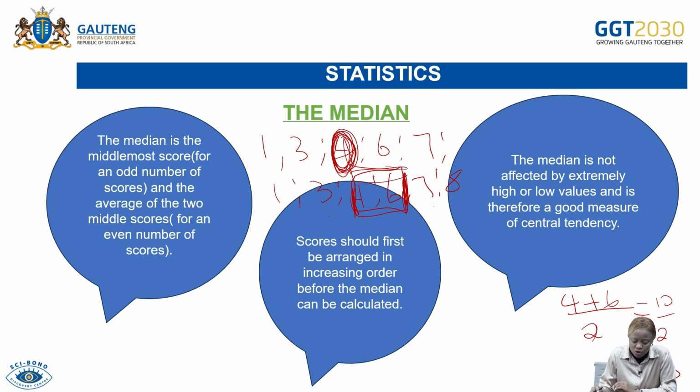Scores should first be arranged in an increasing order before the median can be calculated. So before you can find the median, it is very important that you arrange your data set in an increasing order, or in an ascending order. So you must always arrange your data set from the smallest to the biggest.